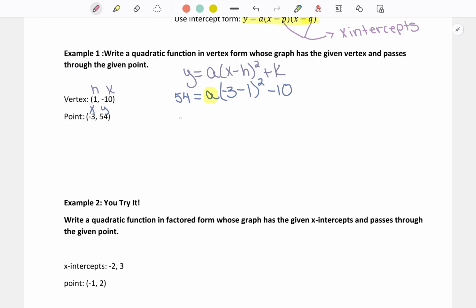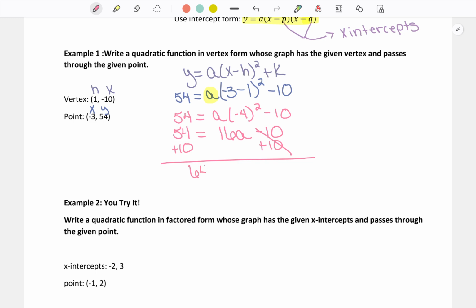So we'll have 54 equals a, and then negative 3 minus 1 is negative 4, squared, minus 10. So negative 4 squared is 16. So we have 54 equals 16 times a minus 10. And then we're going to add 10 to each side. And so that gives us 64 equals 16a. And we need to divide by 16. So 4 equals a.